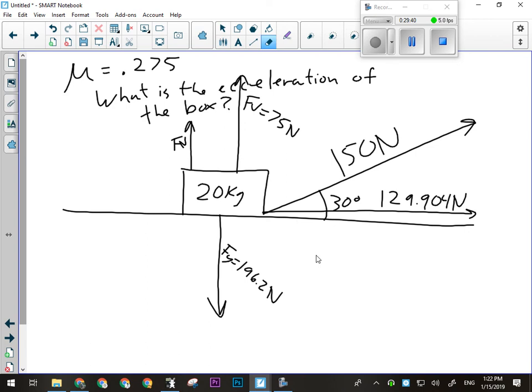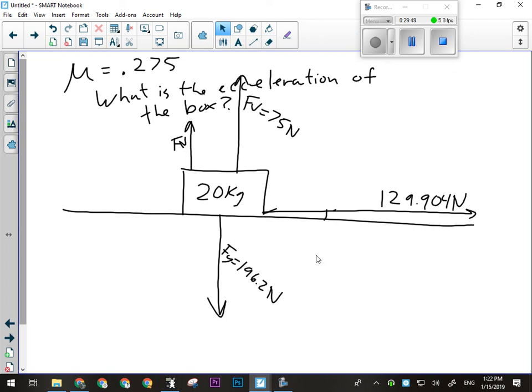Newtons. That now allows me to get rid of this. Okay, I now have the components of that force that are acting along the table. What force am I still missing? Friction. Okay, so these are all of the forces that are acting.